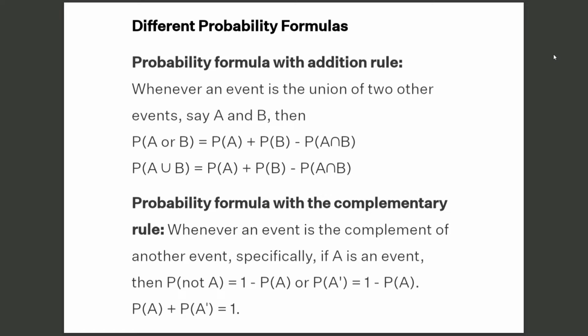Probability formula with the complementary rule. Whenever an event is the complement of another event, specifically if A is an event, then P(not A) = 1 - P(A), or P(A') = 1 - P(A). P(A) + P(A') = 1.